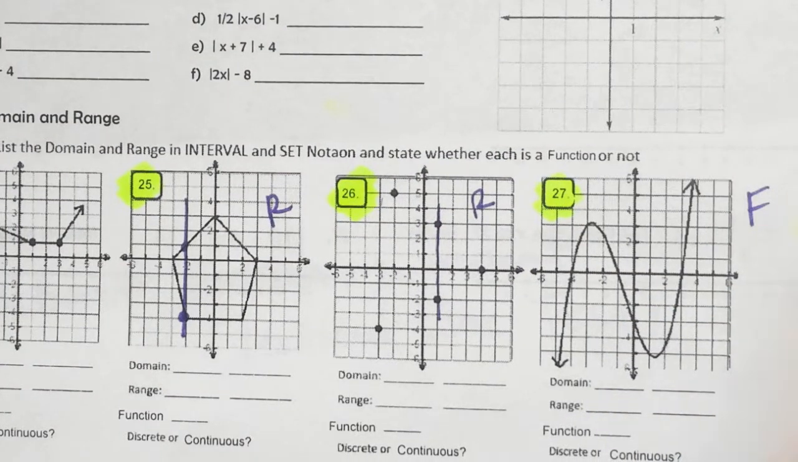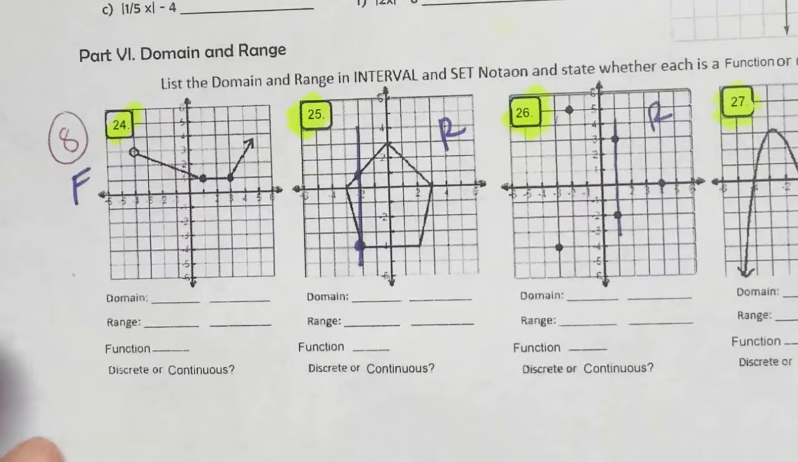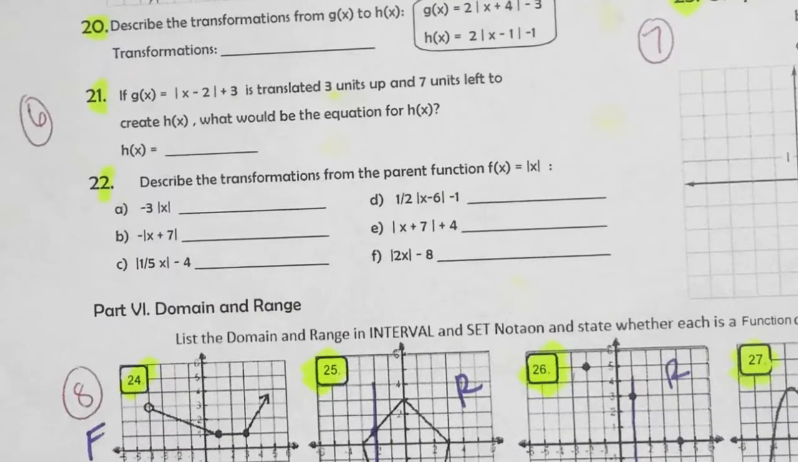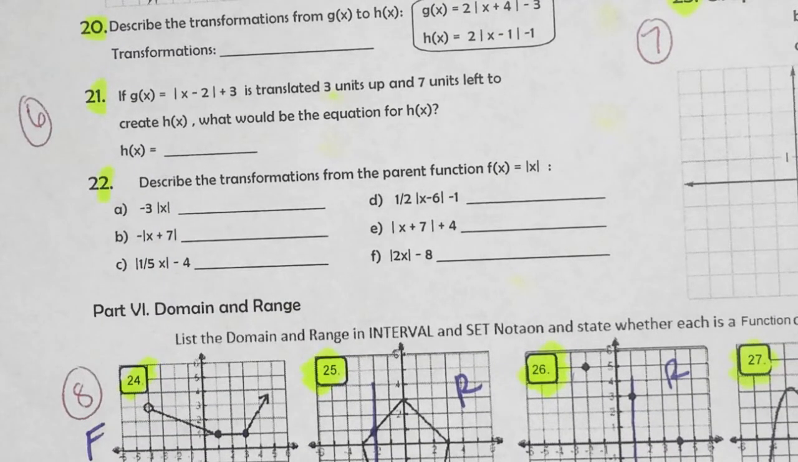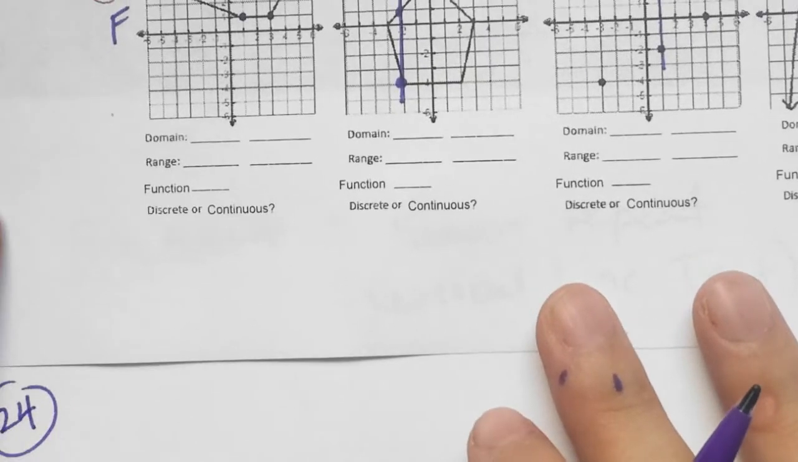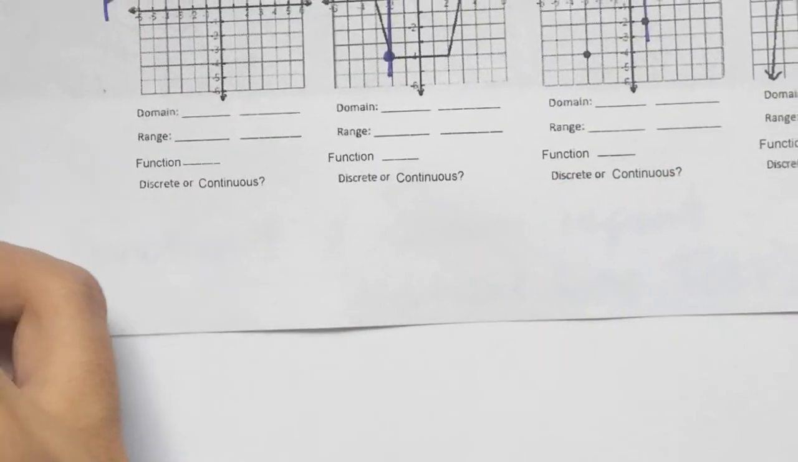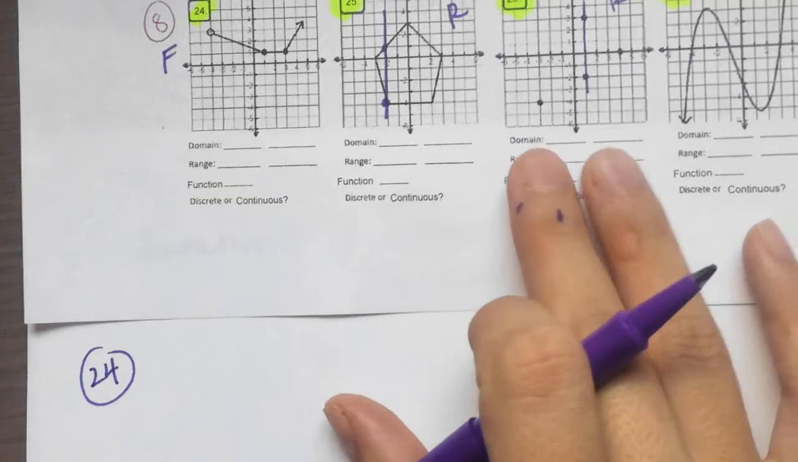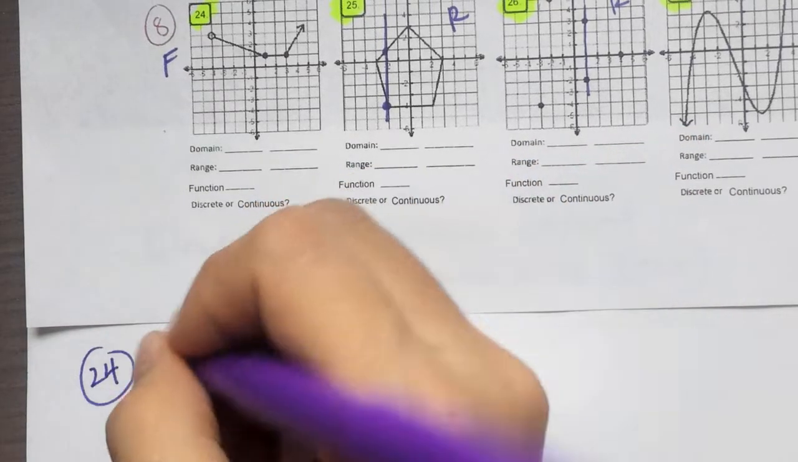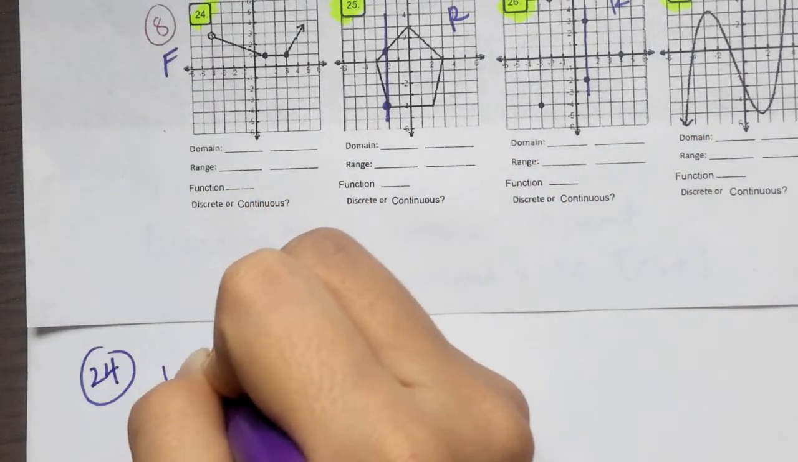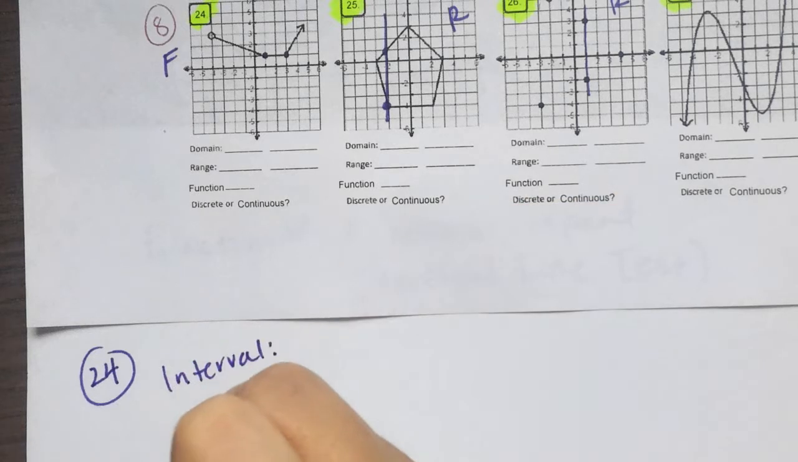Now let's talk about the domain and range in set versus interval notation. So let's talk about number 24. So I have my graph right here, number 24. Let me zoom out so y'all can see. Alright, so let's first do interval notation, and then I'll do set notation, because a lot of my kids like interval better.